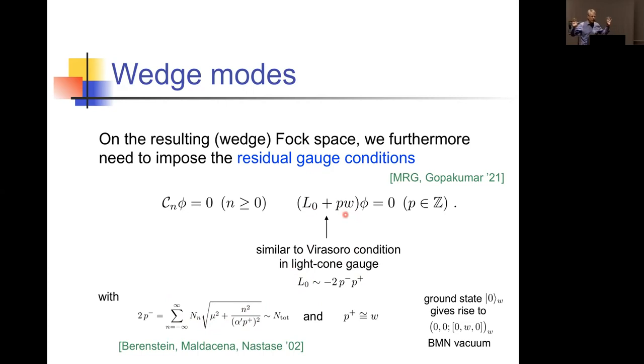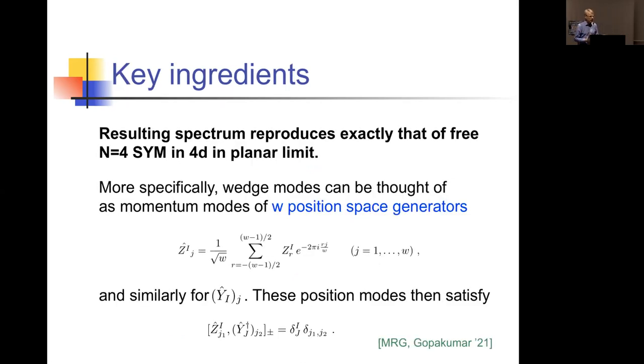So this is, again, a postulate. Once one has found a first principle derivation of this physical state condition, this should be derived. But at this moment, we just postulate that that's the outcome of that physical state condition. Now, if you buy all of that, then we can show that you reproduce exactly the spectrum of free super Yang-Mills in the planar limit.